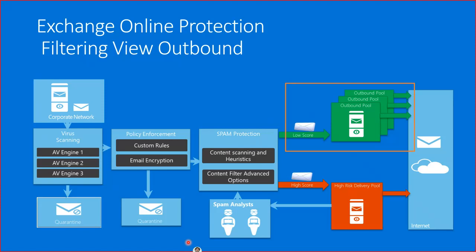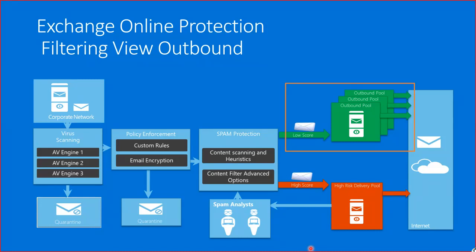Now we've got two sets of IP pools. One is the regular IP pool for outbound messages, which we use for all messages which have a low spam score. And then we also have the high-risk delivery pool. Now these are a set of IP addresses which are more or less going to be blocklisted in external blocklists. So these IPs have bad reputation, and we purposely have these set of IPs which we use to send out mails which may be potentially spam. So those types of messages are routed through the high-risk delivery pool.